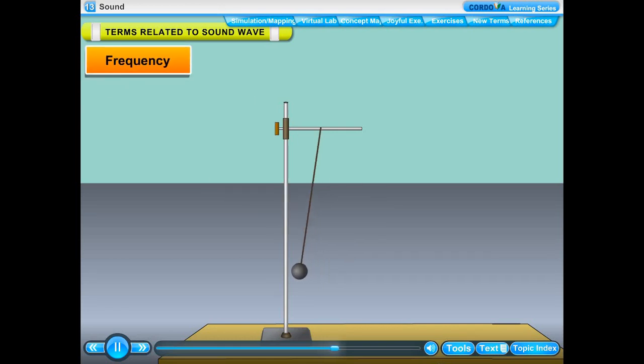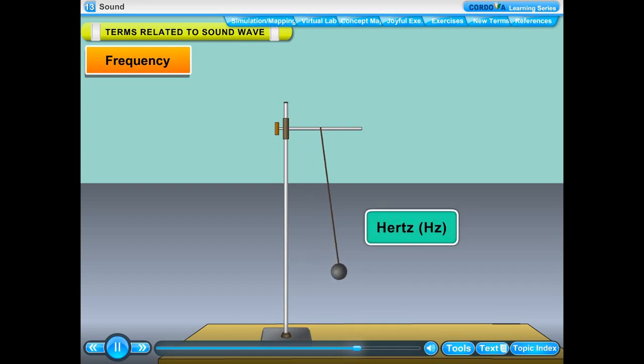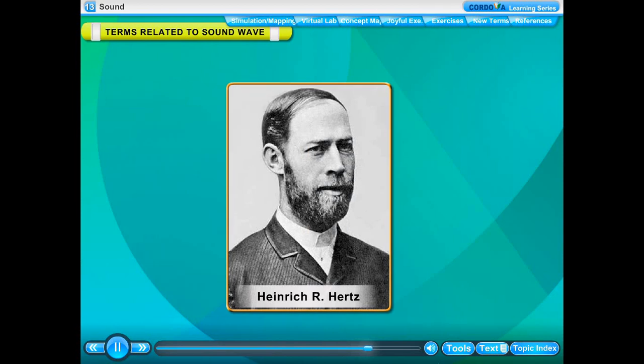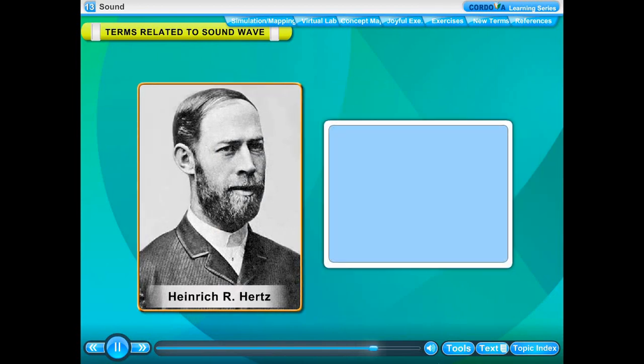Frequency. The number of complete oscillations made by a simple pendulum in 1 second is called its frequency. The SI unit of frequency is Hertz, Hz, named in the honor of German physicist Heinrich R. Hertz. It is denoted by n or f. 1 Hertz is equal to 1 oscillation per second. That is, f is equal to 1 by T. If a simple pendulum makes 4 oscillations in 1 second, then its frequency will be 4 Hertz.